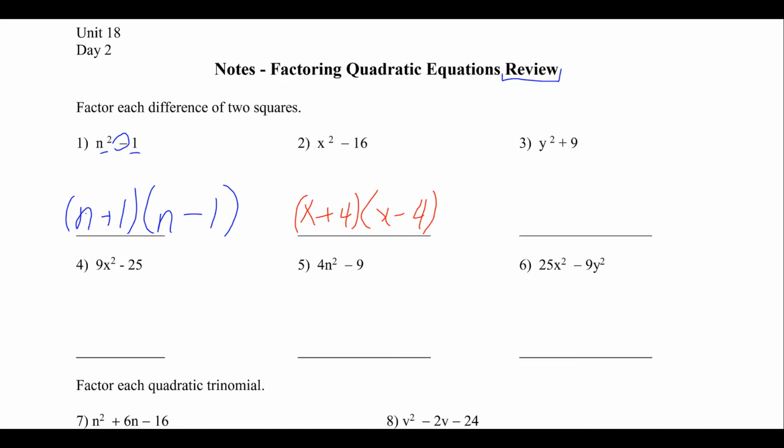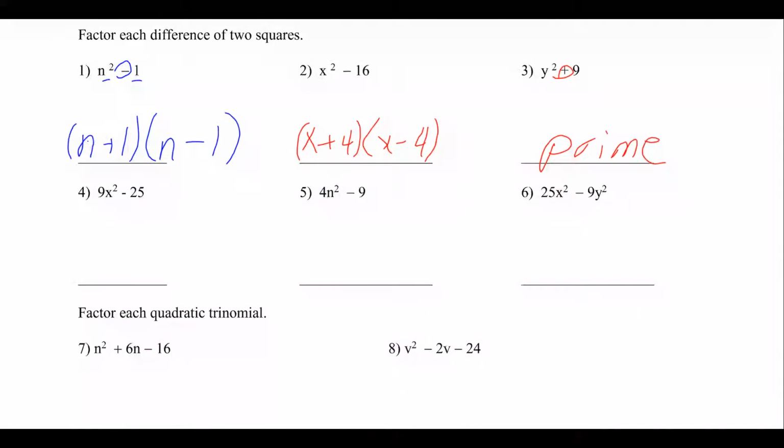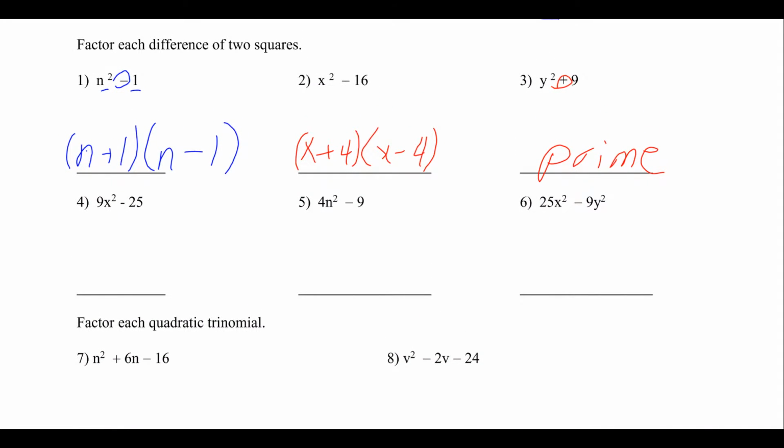Now, there's a problem with number 3. If you notice, we have a plus sign in the middle. That means that it's going to be prime. And it's that simple. Alright, number 4. Number 4 isn't any different. We are going to take the square root of the first piece, which is going to be 3x, minus 5 squared, which is going to give me 3x plus 5, 3x minus 5. Now, don't overgeneralize this. The only way this works is if we have two terms, both of which are perfect squares.